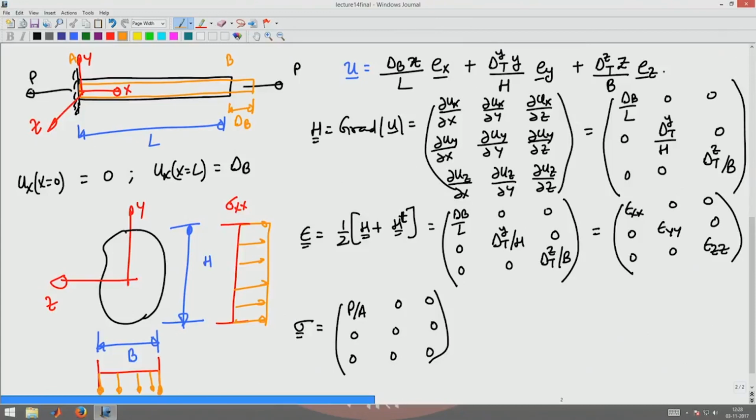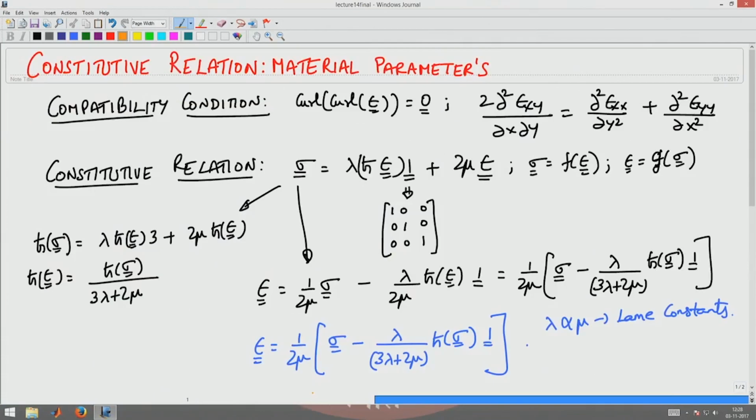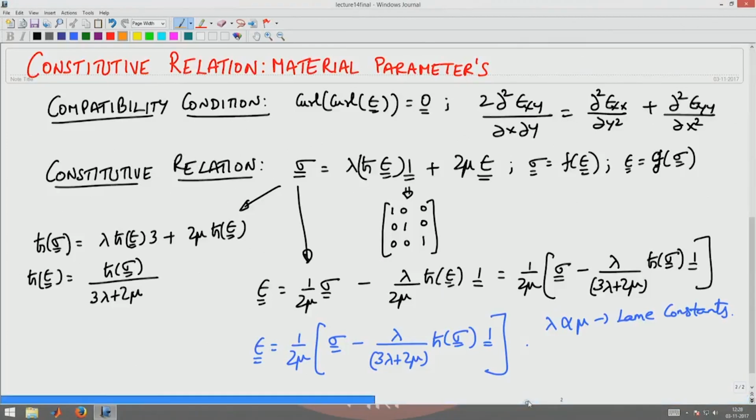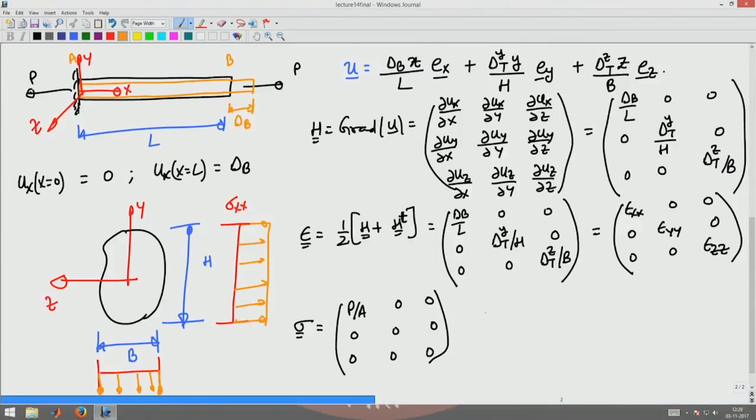Now, I know the stress because I know what force I applied. So, from here I use the constitutive relation that we obtained here in terms of stress. I use this constitutive relation to get the strain.